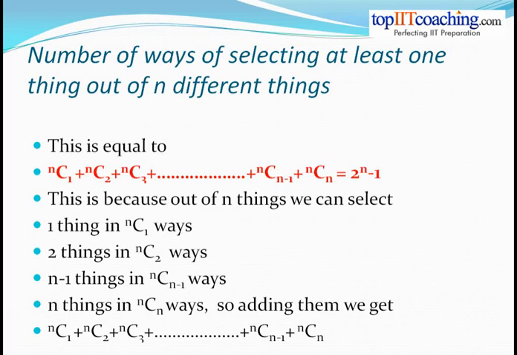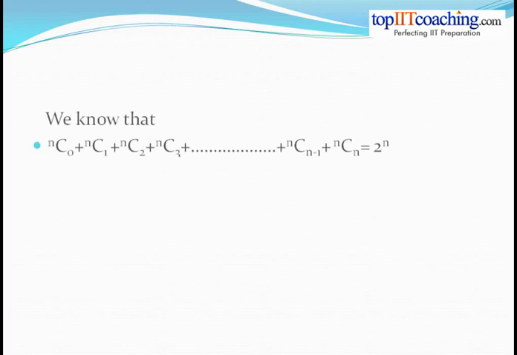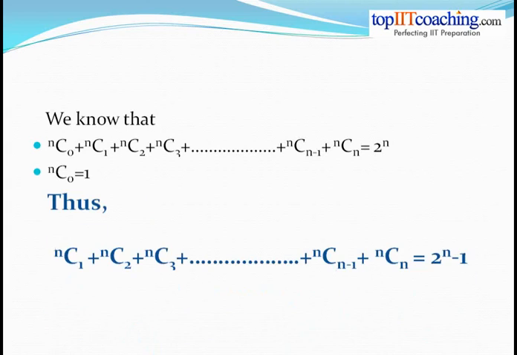Now from binomial theorem, we know that nC0 + nC1 + nC2 up to nCn is equal to 2^n. We also know that nC0 is equal to 1, which we have already studied. Thus we can say that nC1 + nC2 up to nCn is equal to 2^n - 1.